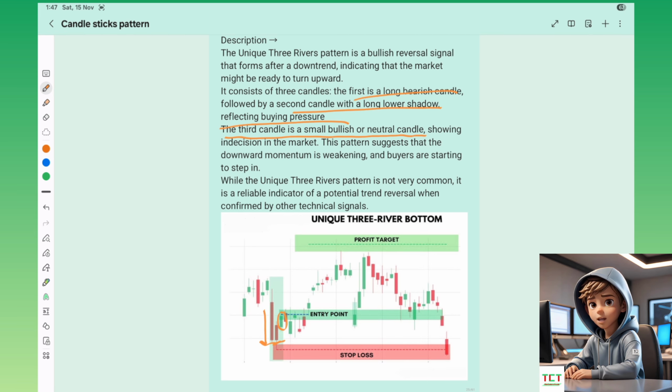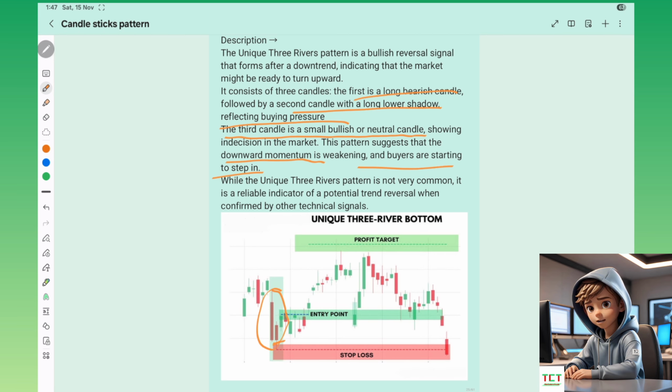The unique 3 rivers pattern is a bullish reversal signal that forms after a downtrend. It consists of 3 candles. First is a long bearish candle, followed by a second candle with a long lower shadow reflecting buying pressure. And the third candle is a small bullish or neutral candle, showing indecision. This pattern suggests that the downward momentum is weakening, and buyers are starting to step in. The first candle shows sellers in control. The second candle shows buyers are fighting back. And the third candle shows the fight is balanced.